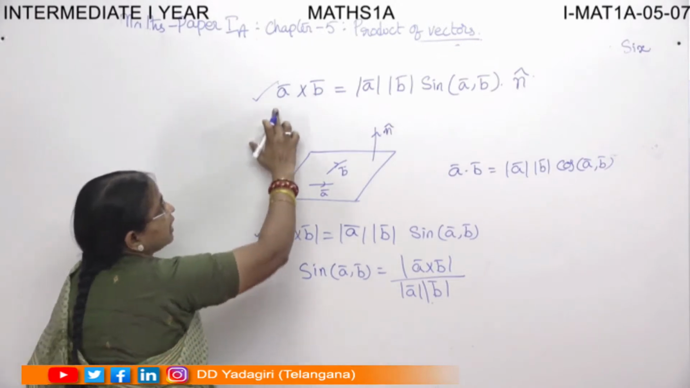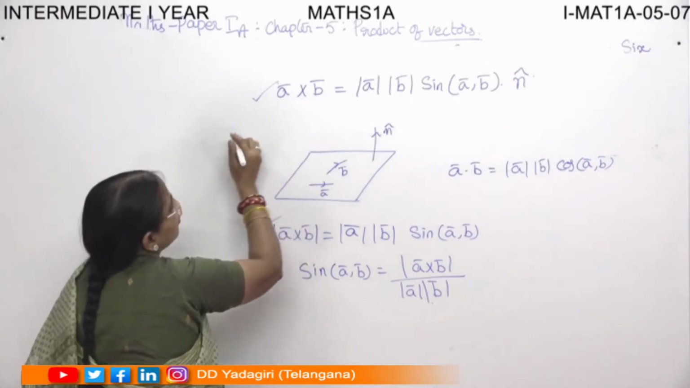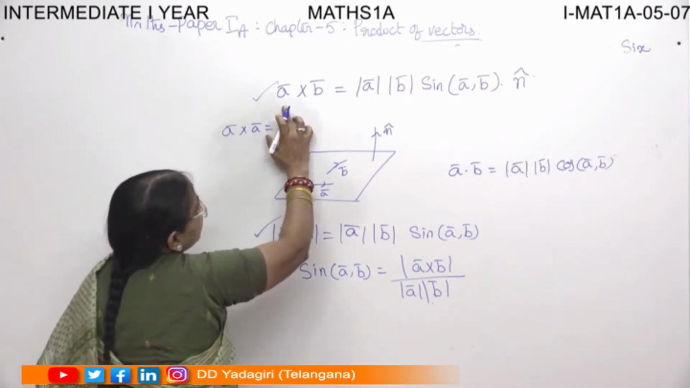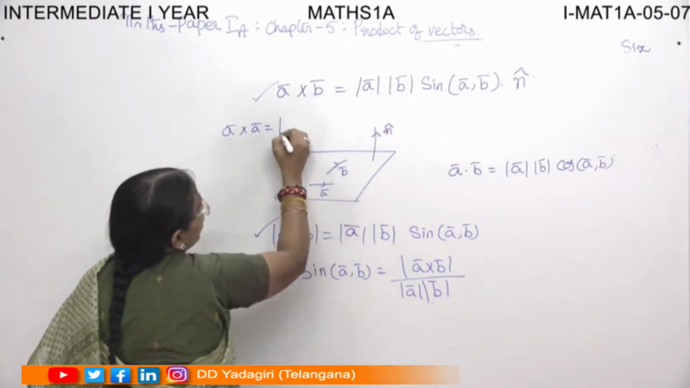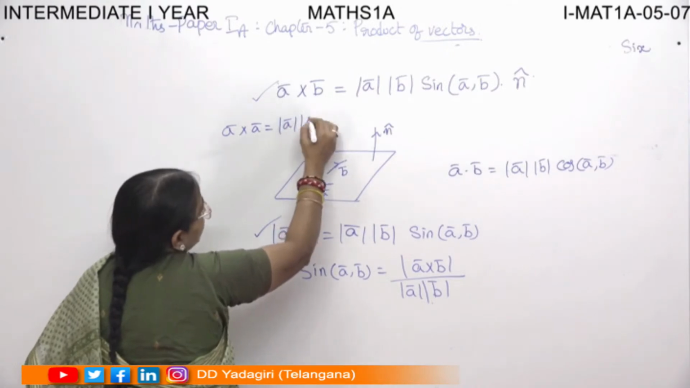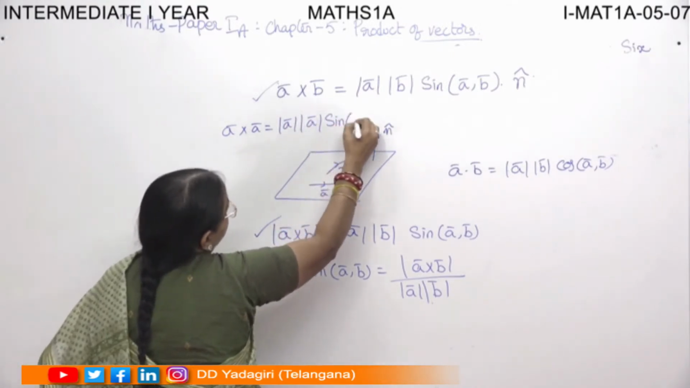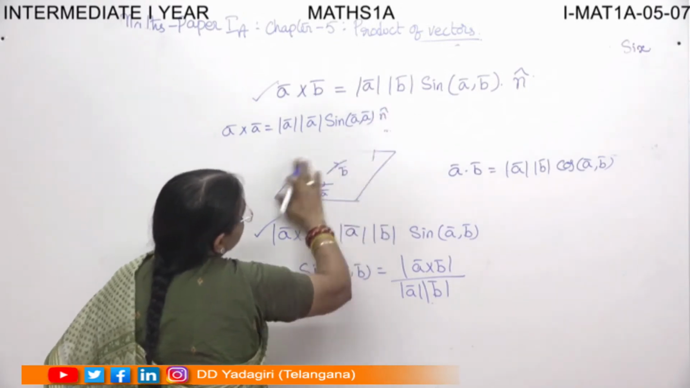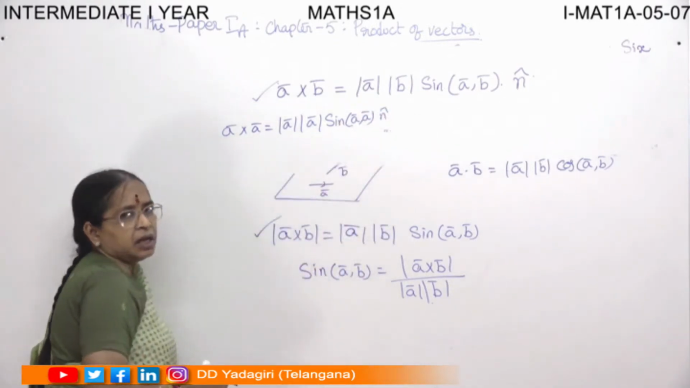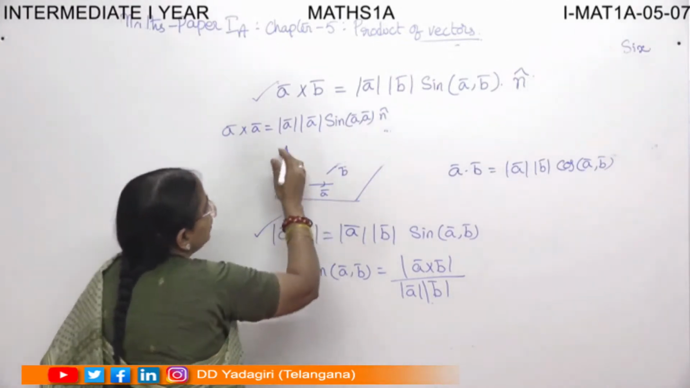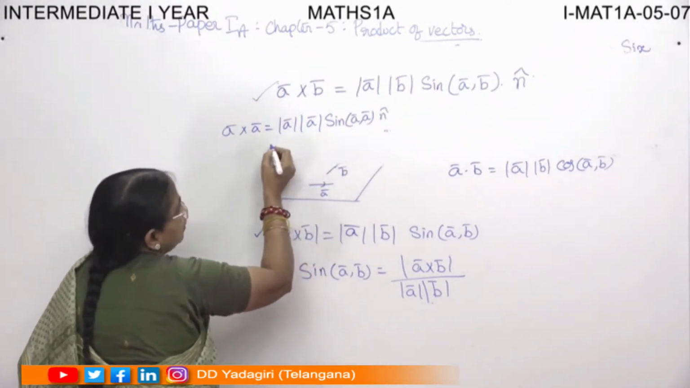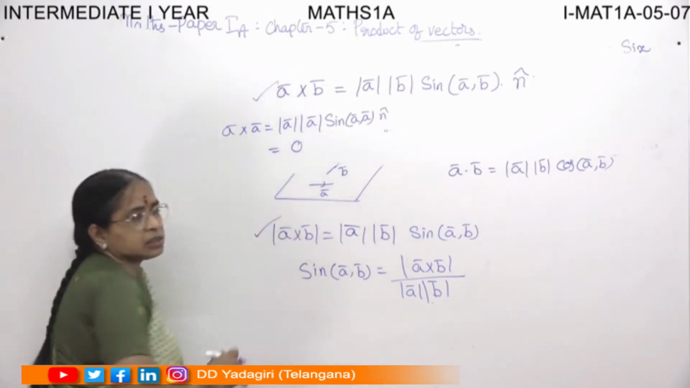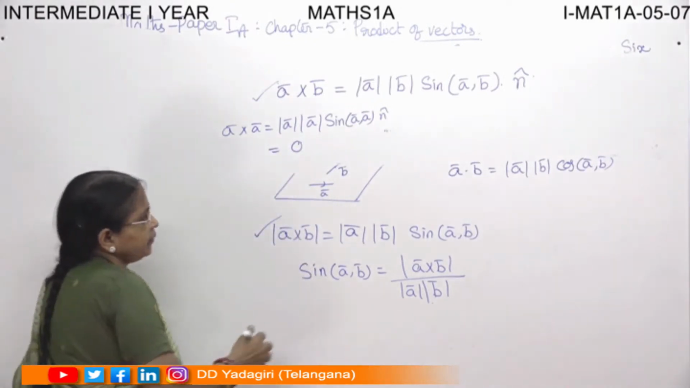Now next is A cross A. In this formula, when you substitute B also as A, you will get A cross A as mod A into sine of the angle between A and A into n cap. What is the angle between A and A? The angle between A and A is 0. So sine 0 is 0, and A cross A is equal to 0.